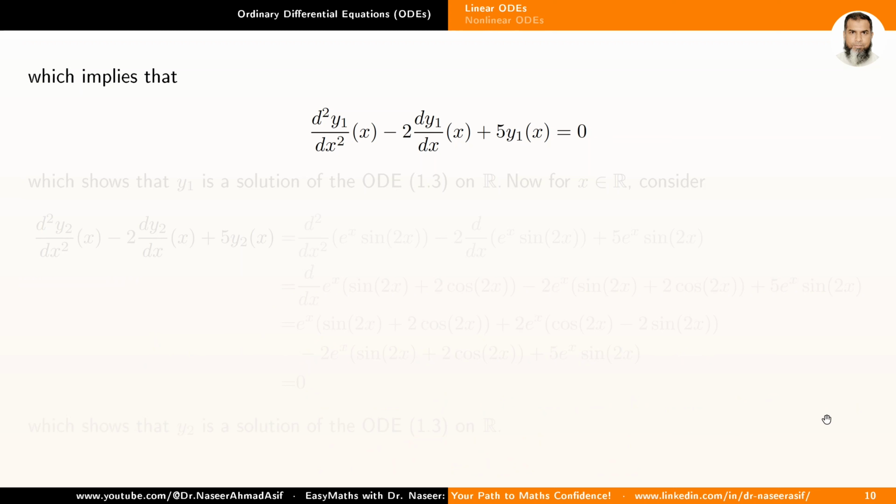So we have d²y1/dx² of x minus 2 dy1/dx of x plus 5 y1 of x is equal to 0. This shows that y1 is a solution of the ODE 1.3 on R.